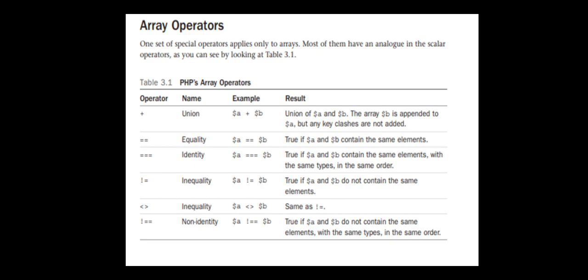Next you can see the array operators. There is one set of special operators applied only to arrays. Most of them have an analog in the scalar operators. So you can see how union, equality, identity, inequality and non-identity have been represented. If you have written these notes in your first chapter, no need to write them here.